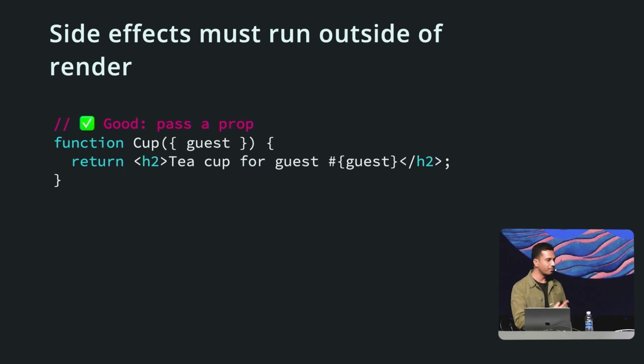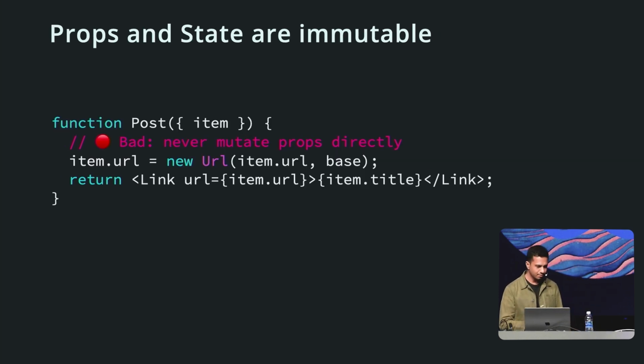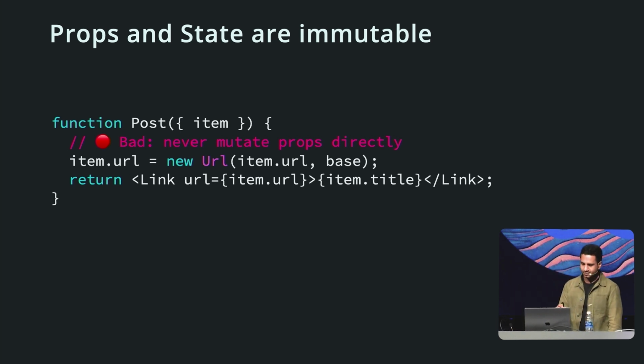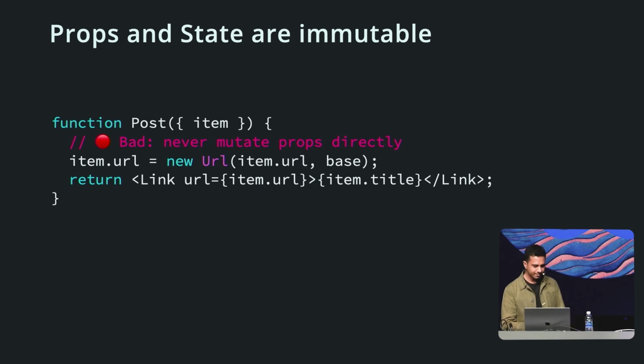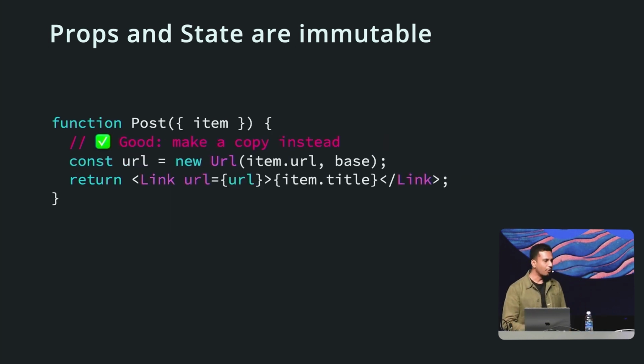Instead, you can fix this by passing guest as a prop instead. Now your component is pure, as the JSX only depends on the guest prop. Now consider this example, where we modify the item prop directly to add a new URL property. This breaks encapsulation, right? Now, if the parent component sent the same item to some other child component, the child component is going to get the surprise URL property, whether it wanted it or not. Instead, always create a new local variable and modify them.